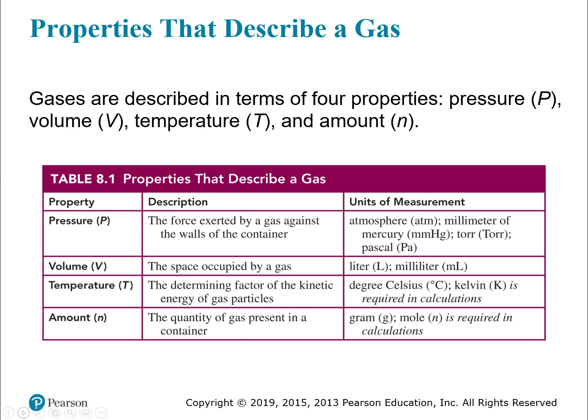This table summarizes the properties of gases that you're going to be responsible for: pressure, volume, temperature, and amount. I talked about each of these in detail in the video. We're not going to go through them one by one. Instead, we're going to do some practice with pressure conversions, and we'll talk about each of these properties as we go through the different gas laws. This is a good summary table that if you need quick definitions or descriptions, this is the go-to.